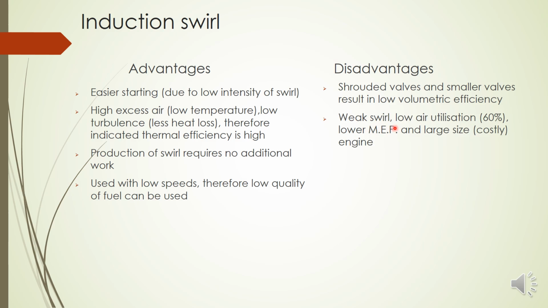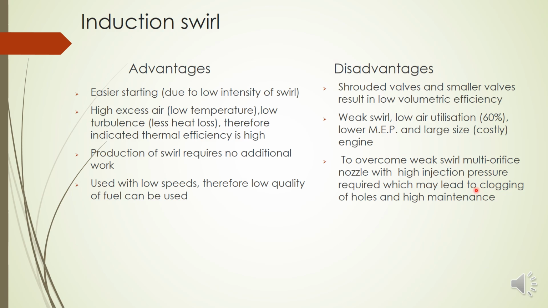And the swirl generated is very weak, therefore the air utilization is less, and there is lower mean effective pressure. This type of swirl generation results in lower mean effective pressure, and therefore we have to use a larger sized engine to nullify this. We have to use a large sized engine, which will result in an increase in cost also.